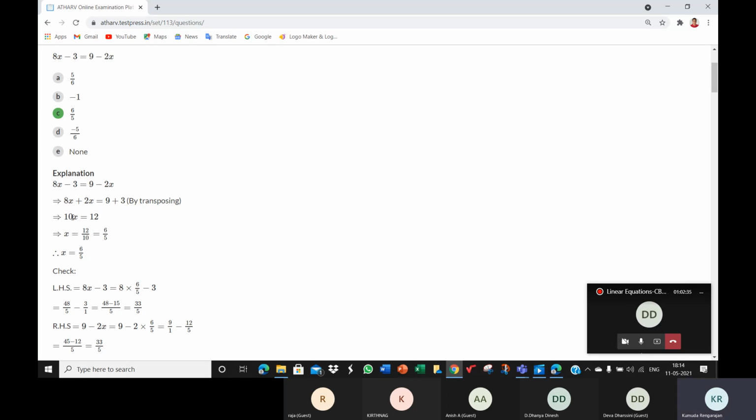Now 8x plus 2x is 10x is equal to 12. 10 and x are in multiplication on one side. So when you transpose 10, it will go for division to the other side. So x is equal to 12 divided by 10. On simplifying, you get x is equal to 6 by 5. So the value of x is 6 by 5.